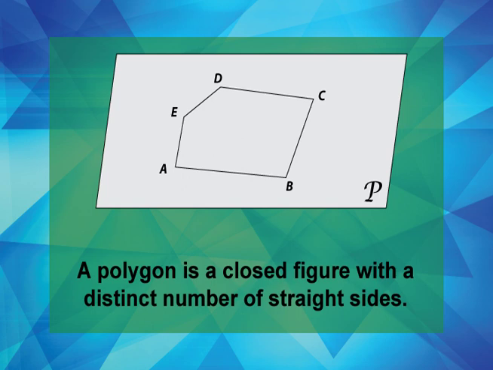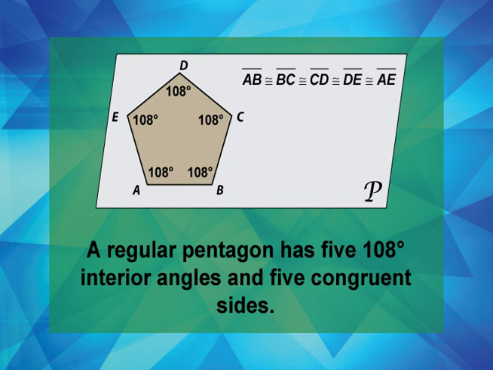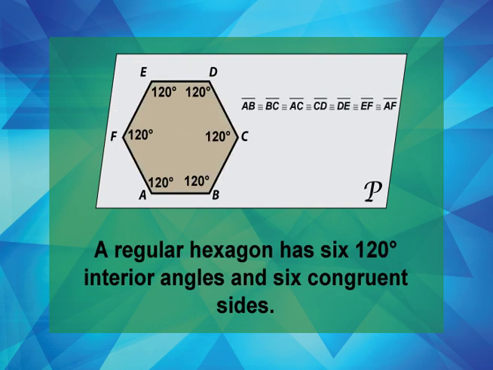This is polygon ABCDE. A regular polygon has congruent sides and congruent angles. A regular pentagon has 5 108-degree interior angles and 5 congruent sides. A regular hexagon has 6 120-degree interior angles and 6 congruent sides.